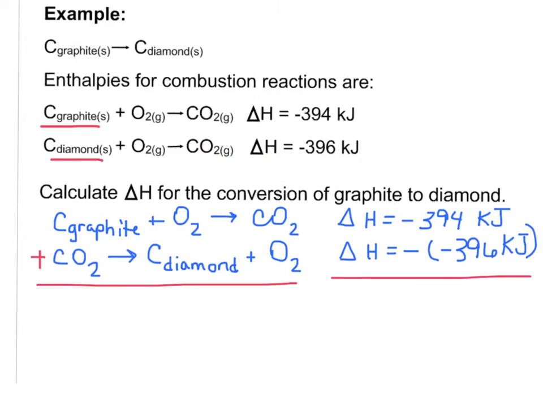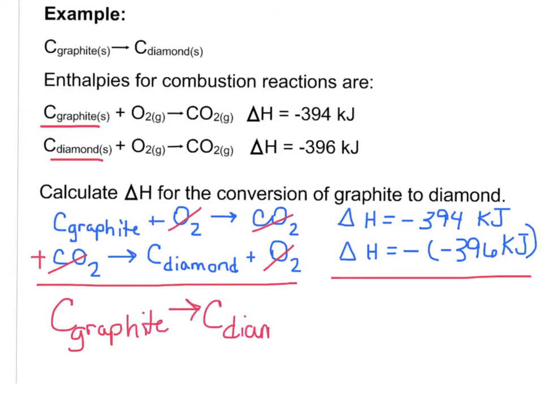Now, if I add both of the reactions together, on the left side and the right side, CO2 cancels out, and on the left side and the right side, O2 cancels out. I am getting carbon as graphite going to carbon as diamond, and I'm adding the two delta H values together. That will give me 2 kilojoules of energy. So we just used Hess's law to determine the total change in enthalpy for both of those reaction steps of one larger reaction.